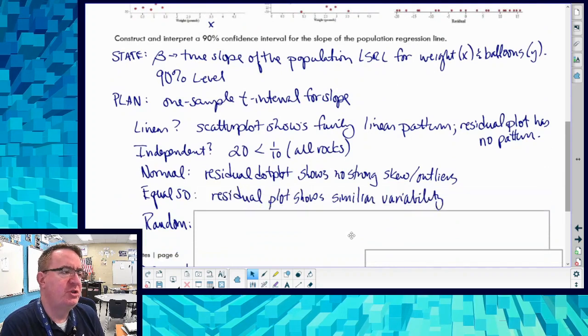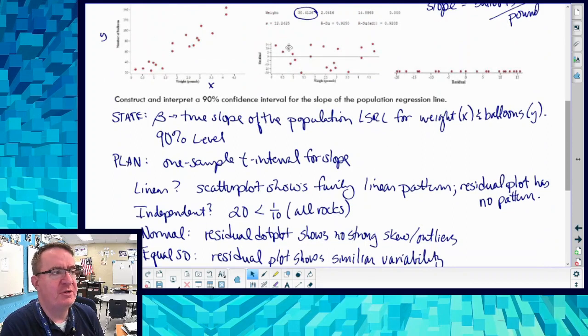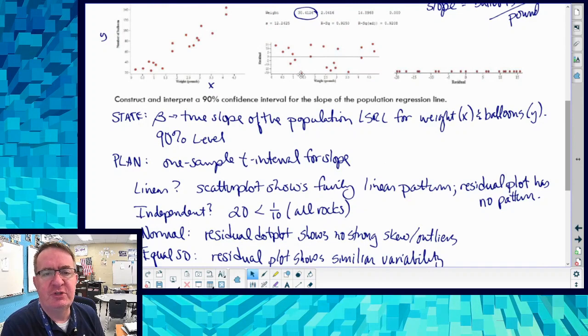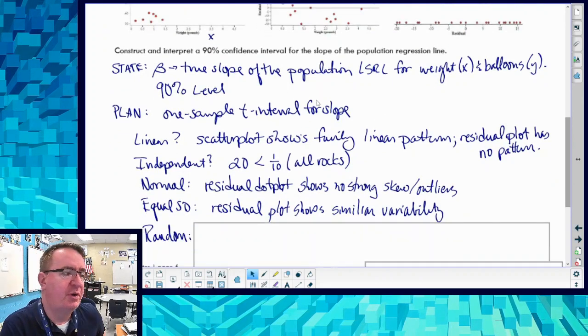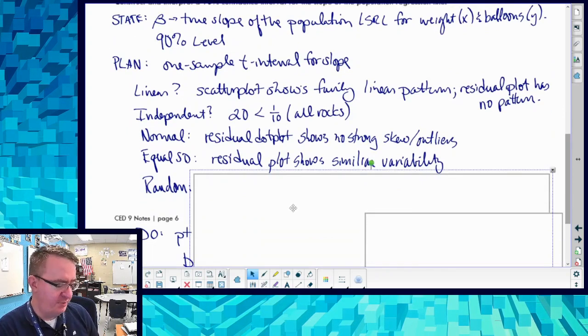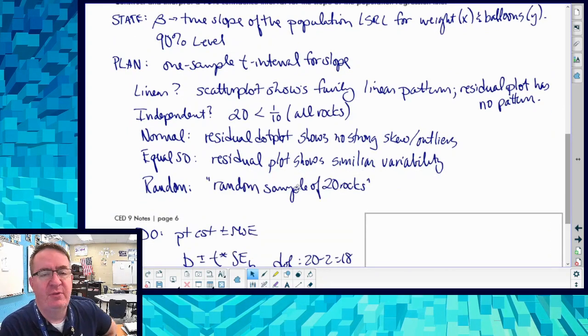Equal standard deviation: the residual plot shows similar variability, and this is what I was talking about. If you look here, they're all roughly similar, there's nothing really surprising. There's not a couple that are really big and a whole bunch that are small. So we're good there. And then for randomness, we also have the random sample of 20 rocks. So we're okay on that.